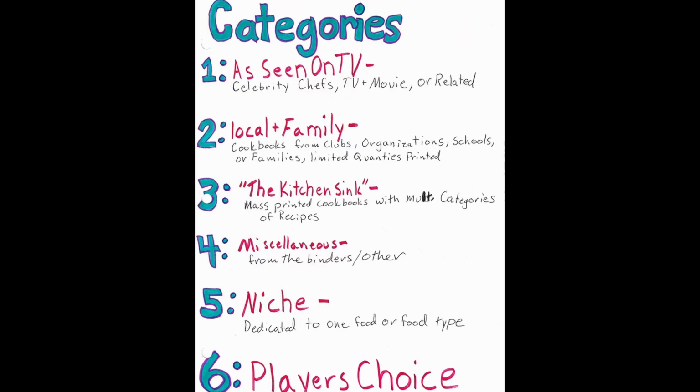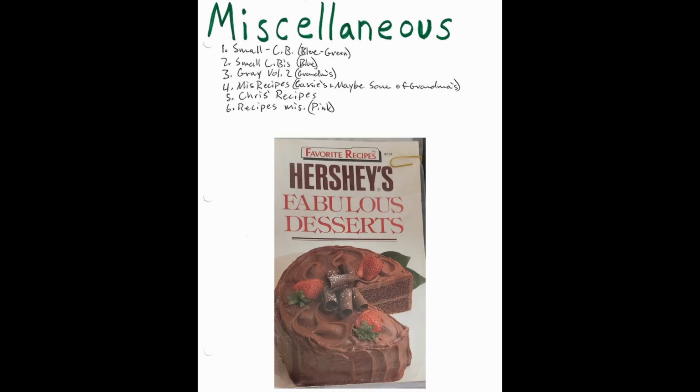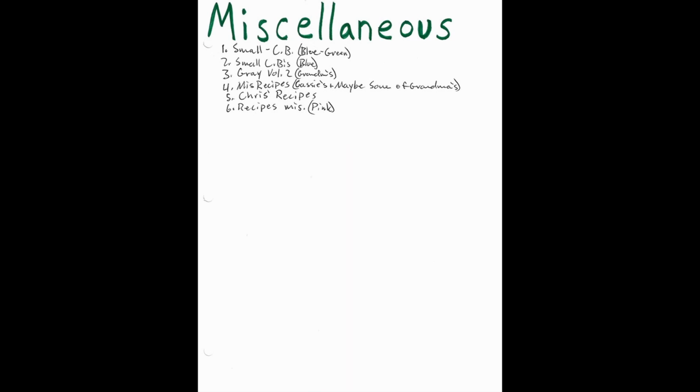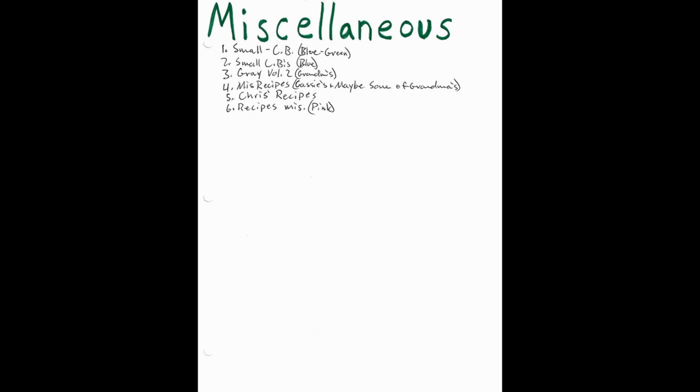Category 4 is miscellaneous. Currently, all this category says is from the binders and other. I have 6 binders or so. One of them has small cookbooks in it, like the promotional cookbooks you would get from Ritz or Hershey. Just the tiny few page ones that would get lost in the big cookbook. Then the other 5 is just random stuff.